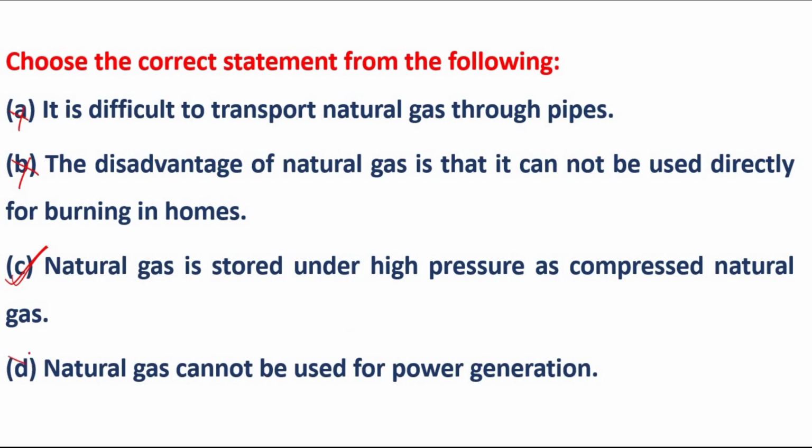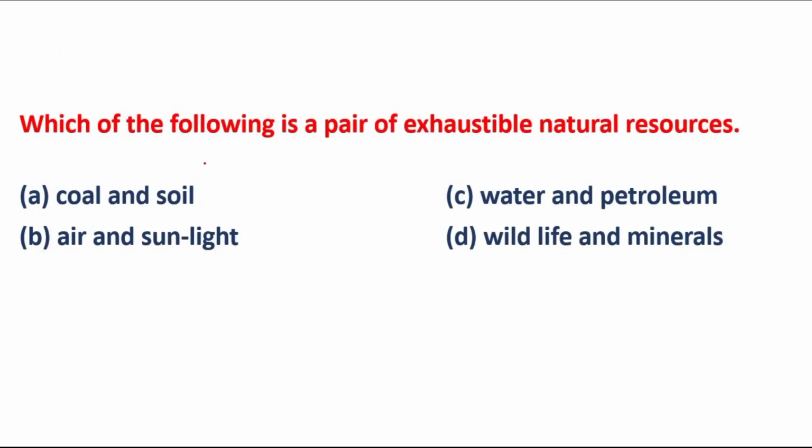Natural gas cannot be used for power generation. It is also a wrong statement. It can be used for power generation. Therefore, among the four options, option C is the correct answer.